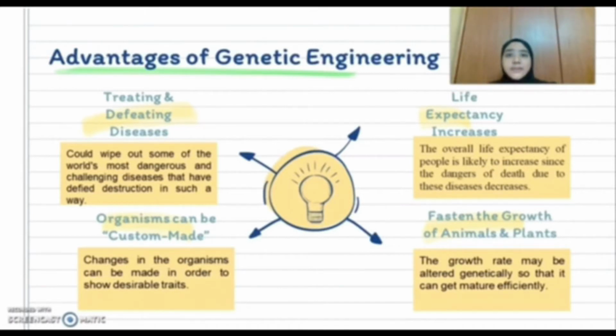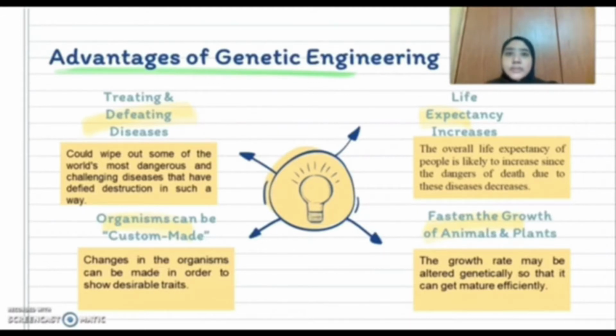Okay, so the second advantage is life expectancy increases. So since we can fight many diseases with genetic engineering, therefore the overall life span or expectancy of people will likely increase since the dangers of death due to those diseases are reduced. Next, organisms also can be custom made. So genetic engineering can make changes in the organisms in order to show desirable traits or characteristics.